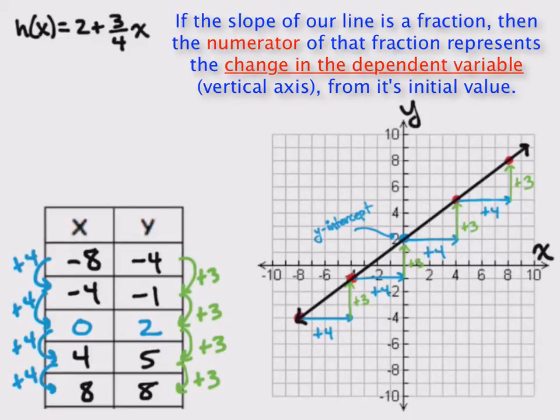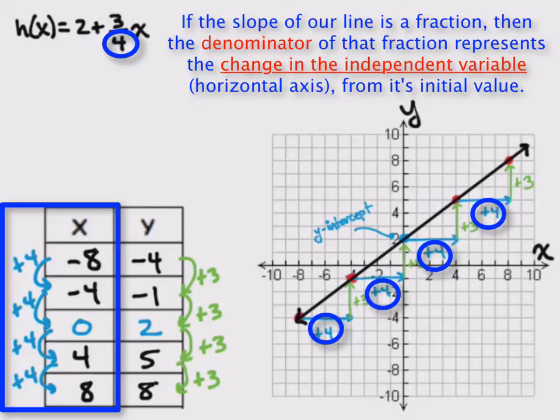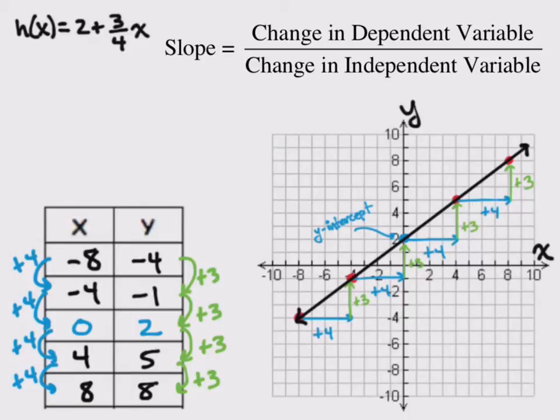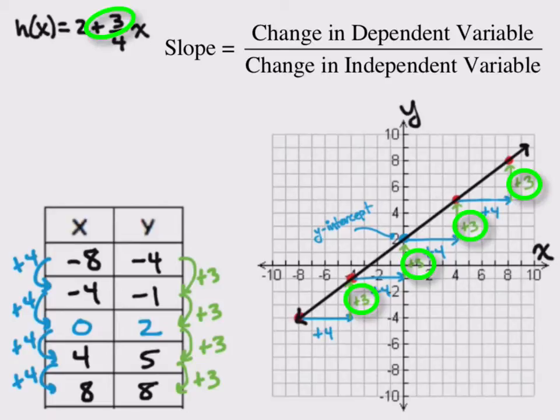If the slope of our line is a fraction, such as in y equals 2 plus 3/4 x, then the numerator of that fraction represents the change in the dependent variable on the vertical axis from its initial value. In this case, it started at 2 when x was 0, and the denominator represents the change in the independent variable on the horizontal axis from its initial value, which is always 0. So we often say that the slope is a fraction and it represents the change in the dependent variable over the change in the independent variable. In this case, positive 3 and positive 4. Meaning our graph goes up 3 units, every 4 units we move to the right.